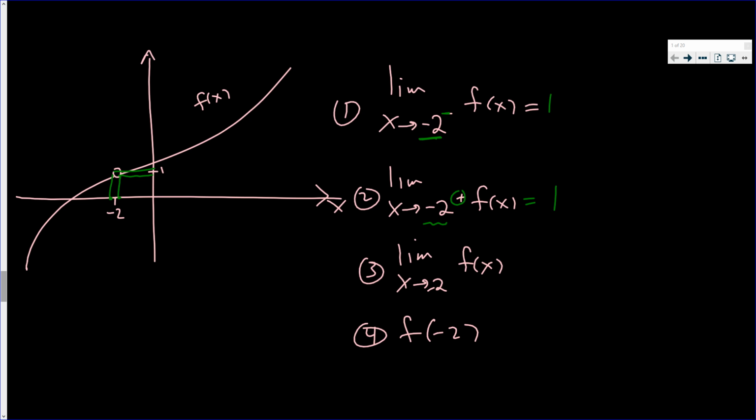What's the limit? Well, since these two answers were the same, then the limit, the one that doesn't have any plus or minus here, is equal to that common answer. If these two numbers were different, then we say does not exist. But they were the same, so we put down that common answer, 1.